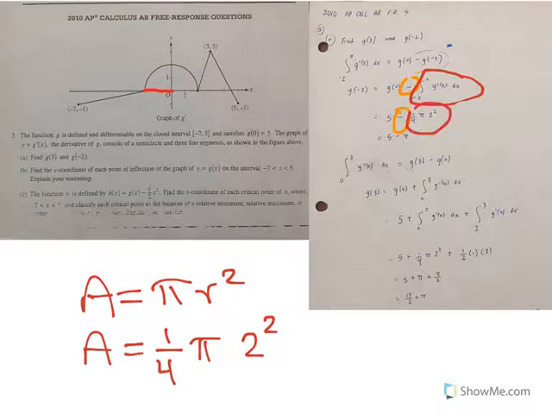1/4 pi r squared, and 2 squared is 4. 1/4 times 4 is 1. So I just have 5 minus pi for that. And then we also have to find g of 3. How do we find g of 3?